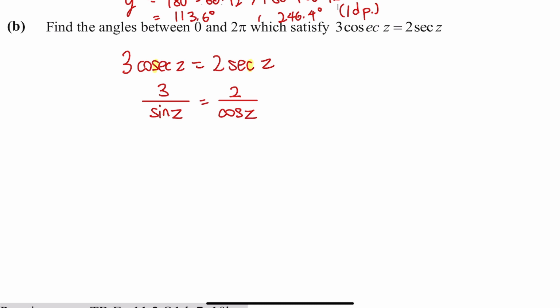Okay, then from here, let's carry out the fraction first. 3 cosine z is equal to 2 sine z. Okay, now, how do I solve this? I have 2 different functions, sine and cosine. How can I turn them to just one trigo function? There's no square, there's no identity I can use.